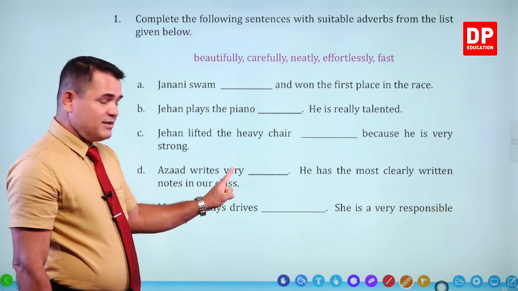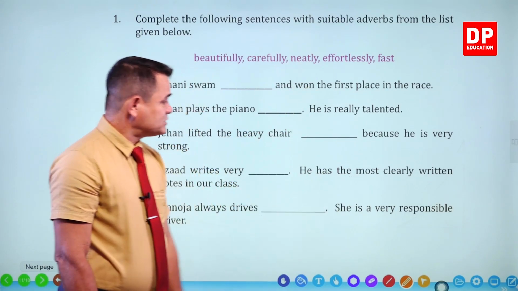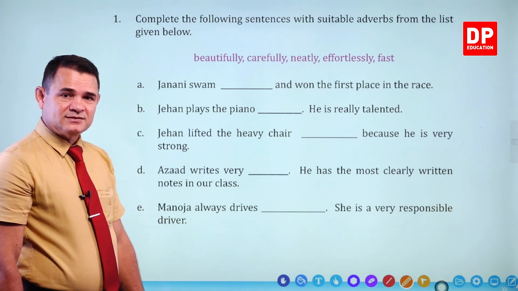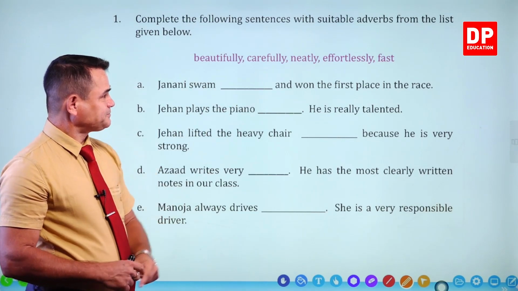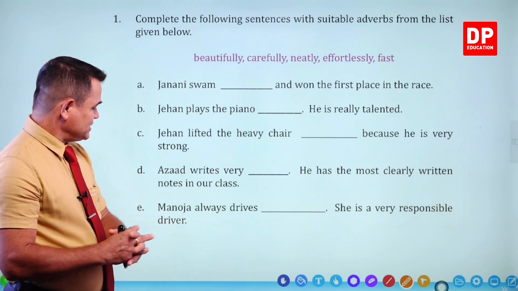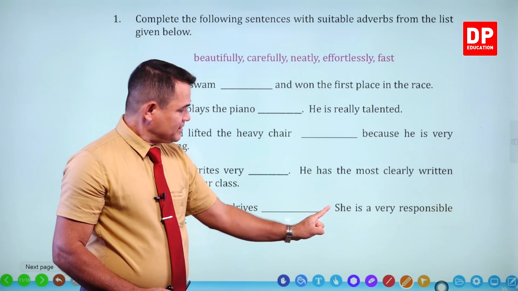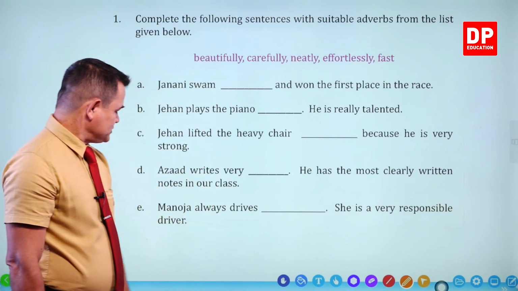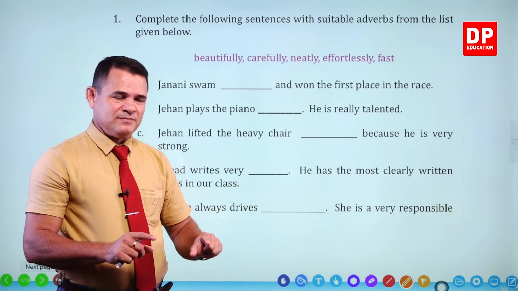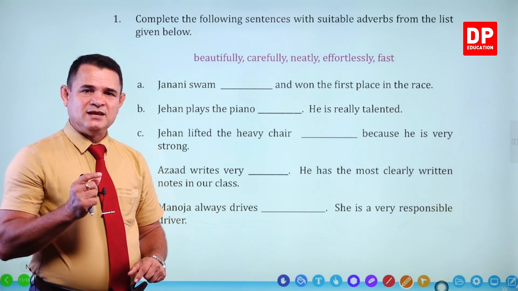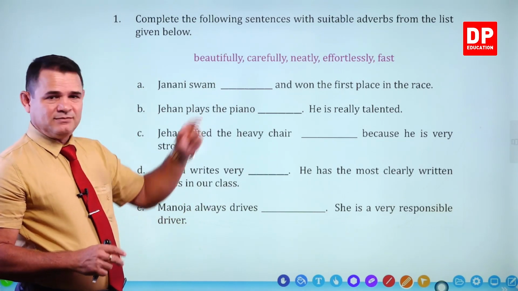Azad writes very. Use one of these adverbs. He has the most clearly written notes in our class. එයා ගාව තමයි ගොඩාක්ම පැහැදිලි නෝට්ස් තියෙන්නේ. Which one? And Manoja always drives. Use one of them. She is a very responsible driver. So now when you read the sentence සම්පූර්ණම, to get the meaning of that sentence, ඒ වාක්‍යයට නියමිත තේරුමක් දෙන්න ගැළපෙන වචනේ මෙතන තෝරමු.